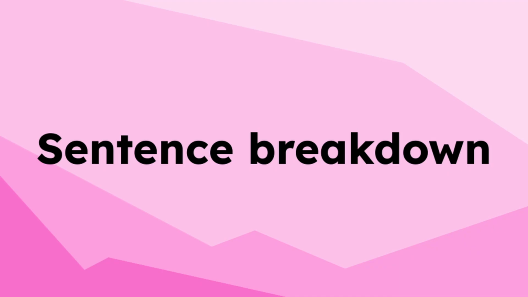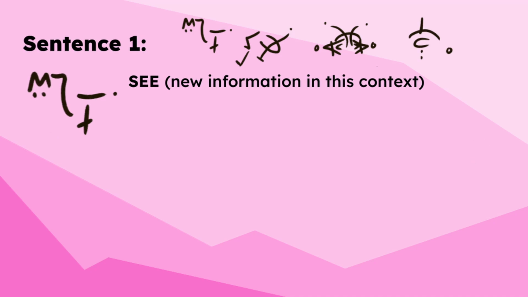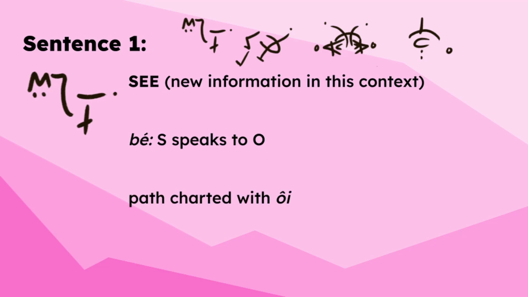We're going to break down two sentences, one simple and one complex. Let's start with the first sentence, which has 4 words. The first word means see, used to show the sentence as new information. The spoken language word for look at is be, and so we can take that and mark it for its movement. The hand goes from the face outwards in order to agree with the serpent, applying the coordinates of ui, and boom, we have a spoken sign.